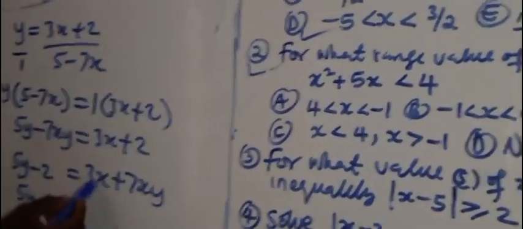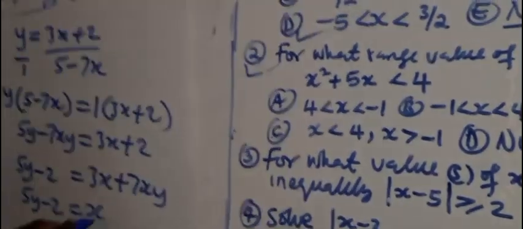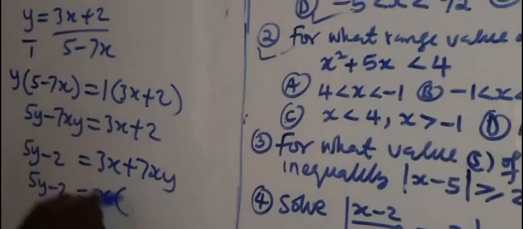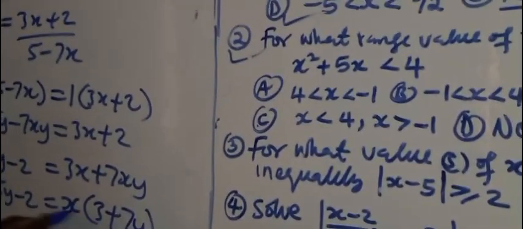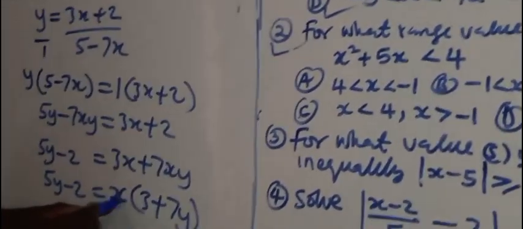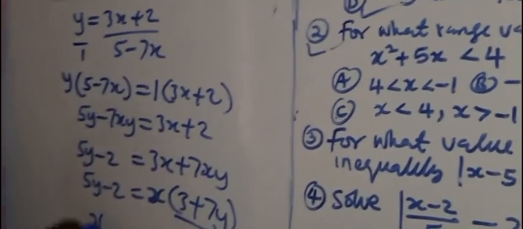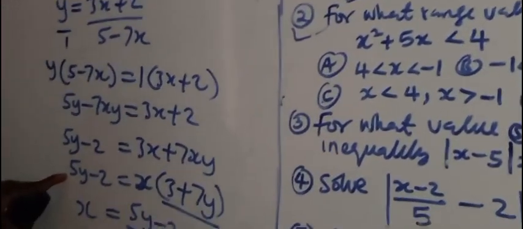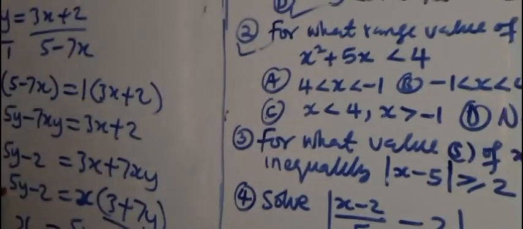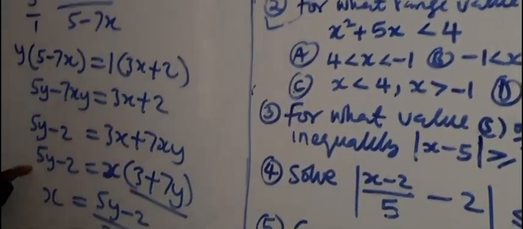I'm looking for x, so I need to bring out the x. You factorize x out. What happened here? We have 3 plus 7y. So make x the subject of the formula by dividing both sides by this. So my x now gives me 5y minus 2 over 3 plus 7y. We divide both sides by this.